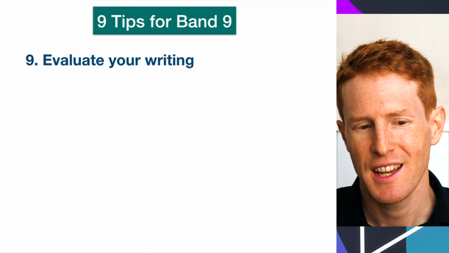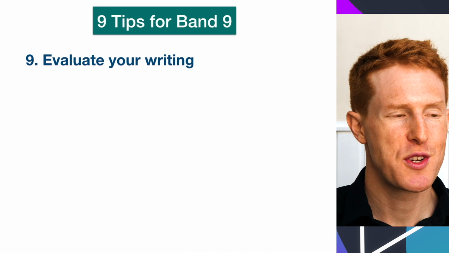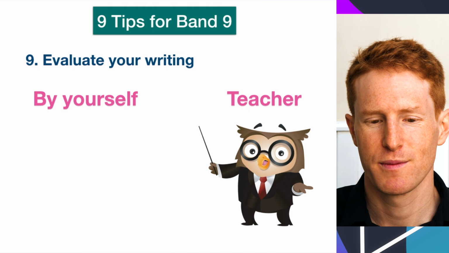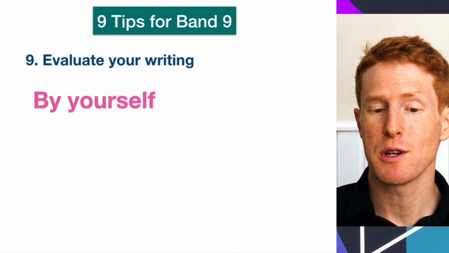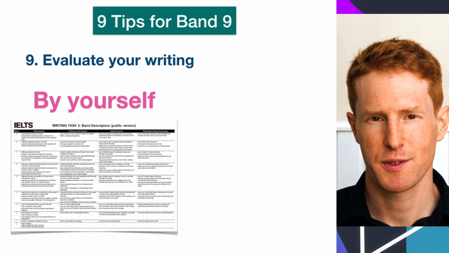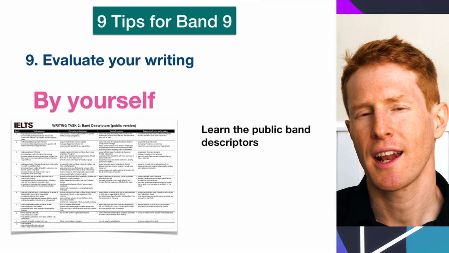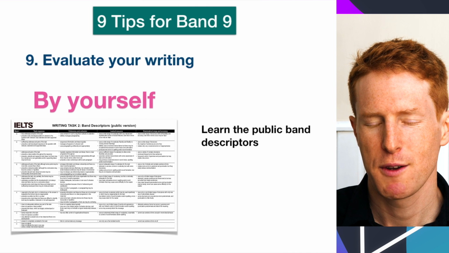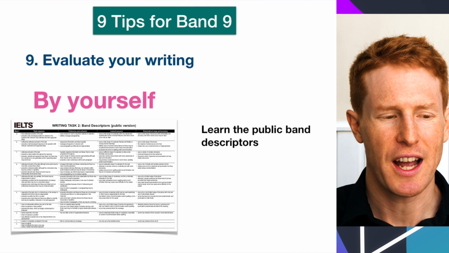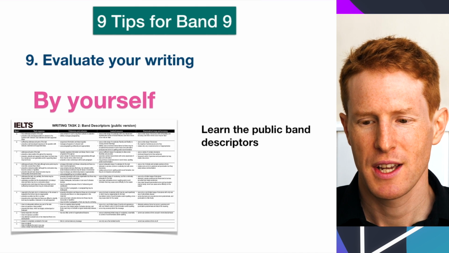Okay. Tip number 9, evaluate your writing. Now there's 2 ways you can do this. You can do it by yourself or you can do it with a teacher. Okay, if you're going to do it by yourself, then download the public band descriptors and make a point of really trying to learn and analyze these public band descriptors, because you want to be trying to get into the head of an examiner and really understanding what it is that an examiner is looking for.